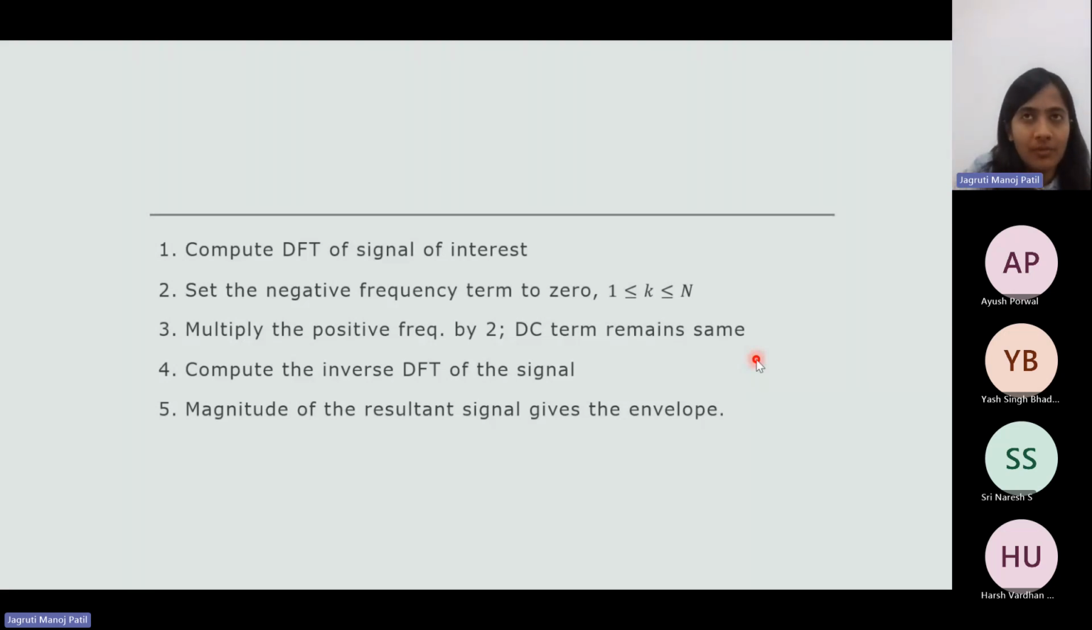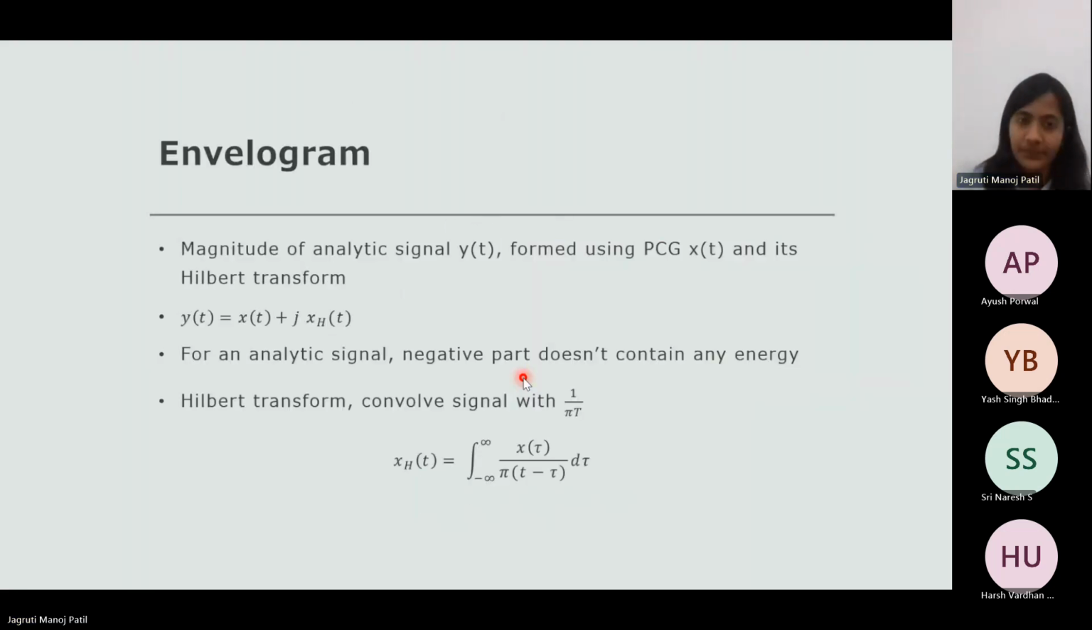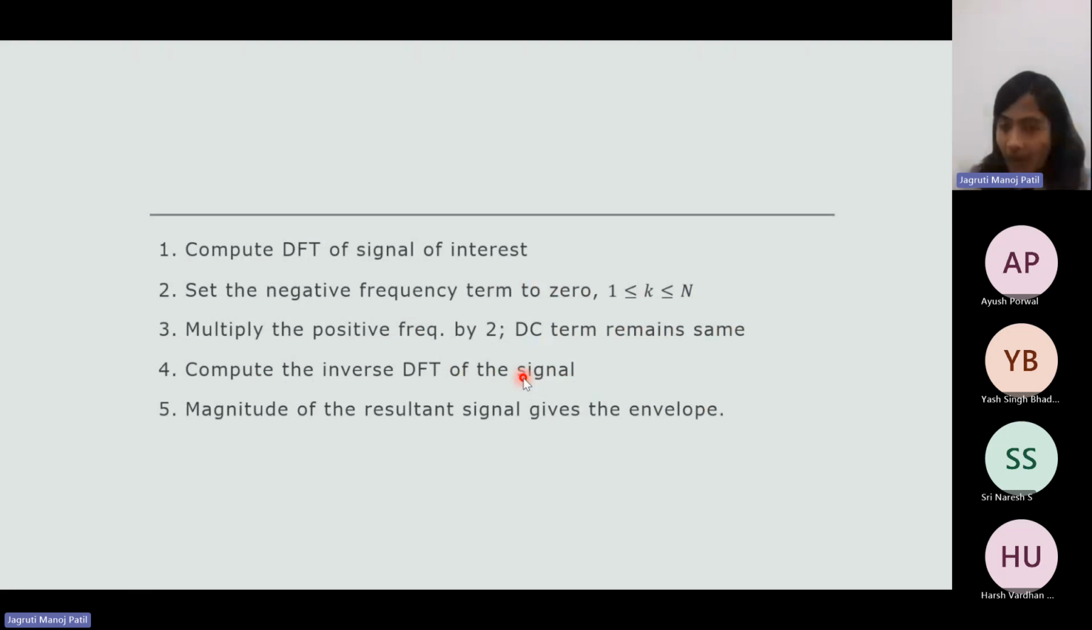We don't normally go into the negative frequencies, because people say that time is not negative, it always starts very causal. In the same way, we then compute the inverse DFT of the signal, and the magnitude of the resultant signal is the envelope of the signal. This is how we did the envelogram, and this is how I made the envelope that I showed you in my poster.